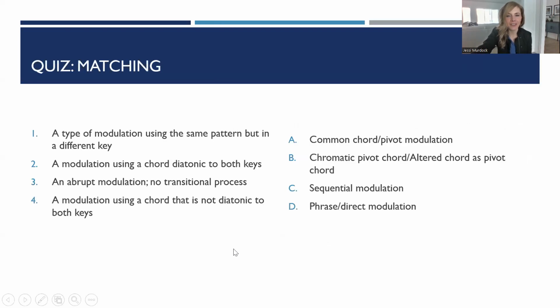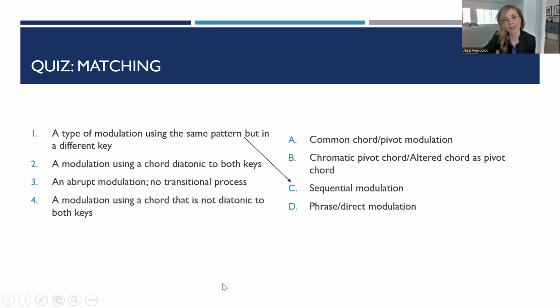Okay, now you can match, okay? So go ahead and pause the video and figure out which one goes with which. All right, and if you're watching, I'm gonna assume that you figured out which one is which. So number 1, a type of modulation using the same pattern but in a different key is a sequential modulation, okay? Number 2, a modulation using a chord diatonic to both keys.